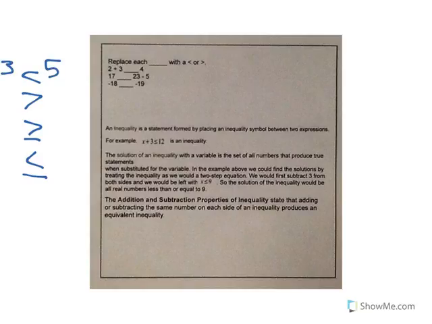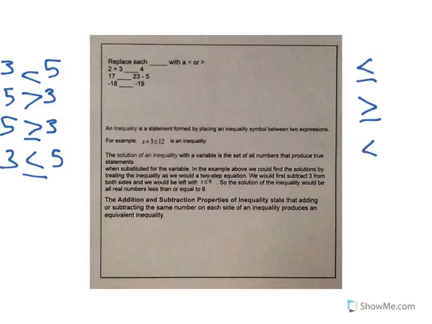So 5 is greater than 3. If you want to have it, 5 is greater than or equal to 3. And 3 is less than or equal to 5. So that's key to understanding that we've got these two different types of symbols. This means less than or equal to. This means greater than or equal to. And this means less than, and this means greater than. I'm just going from left to right here. Make sure that makes sense. And it's important to understand the difference between this symbol and this symbol, and this symbol and this symbol.